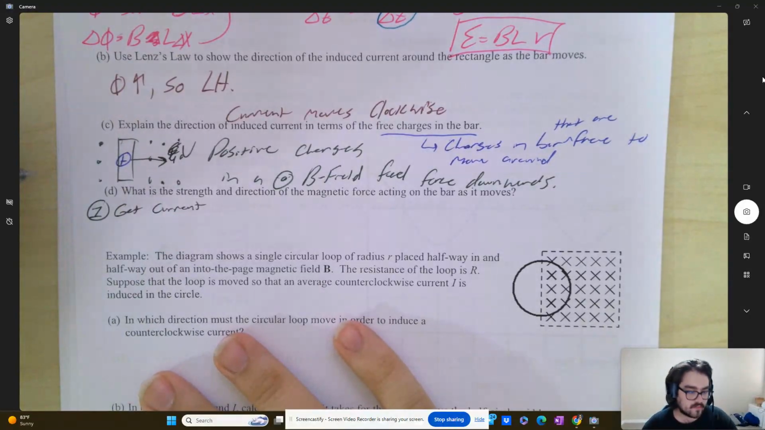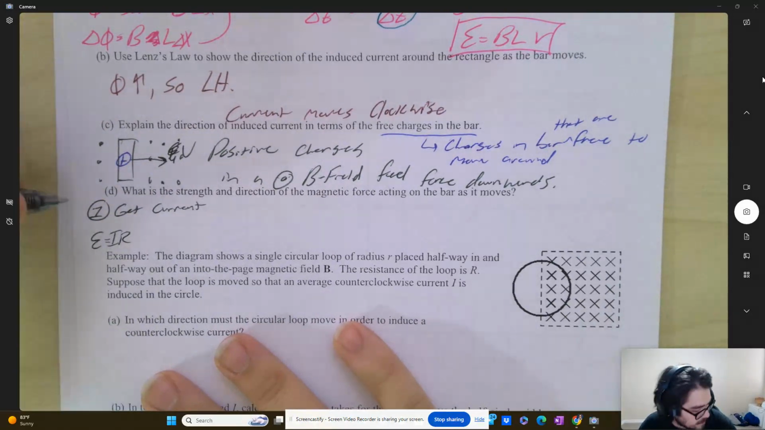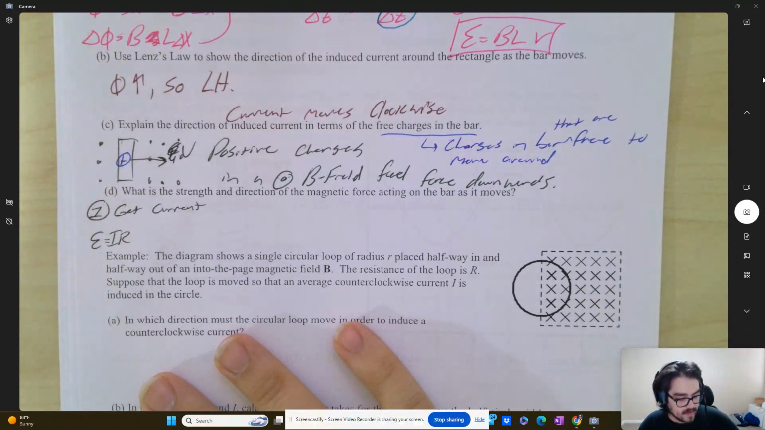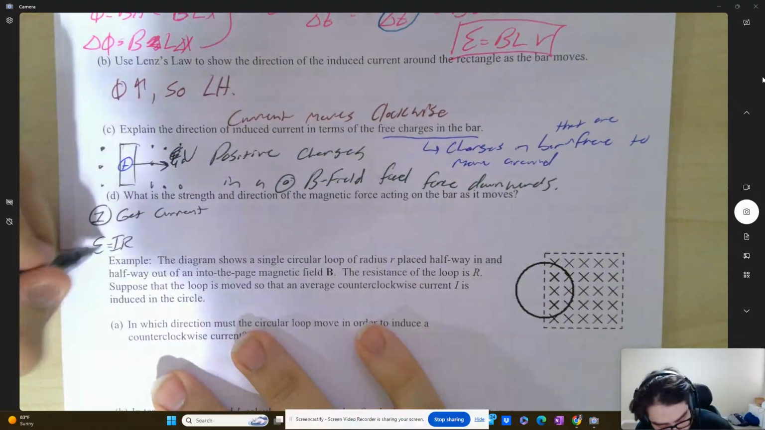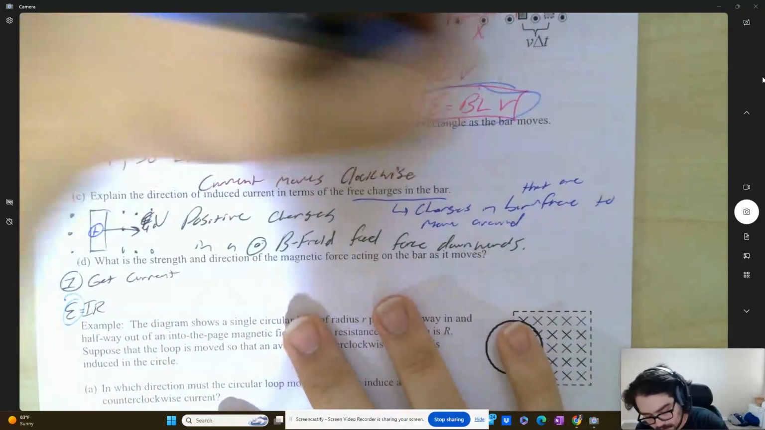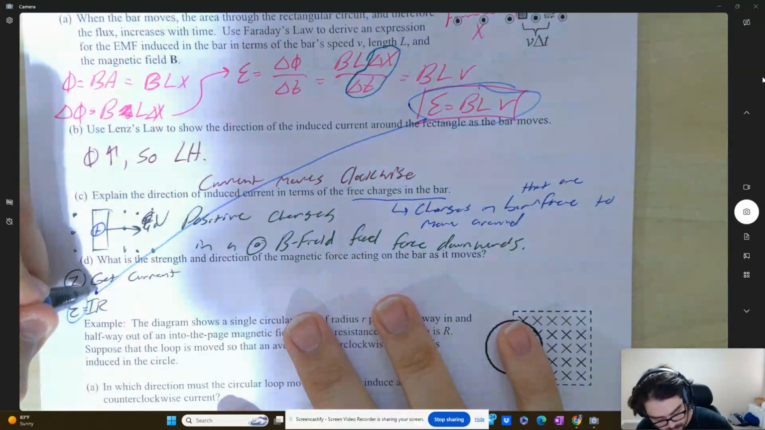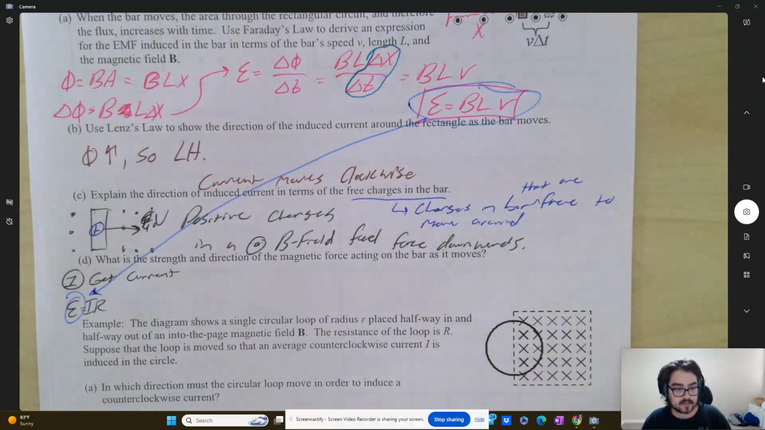We need to get the current first. And we'll do that with epsilon equals IR. If you recognize that we actually already have an expression for epsilon, we got it way earlier up here. So I'm going to draw a big line here, showing that we're going to plug that into that equation.